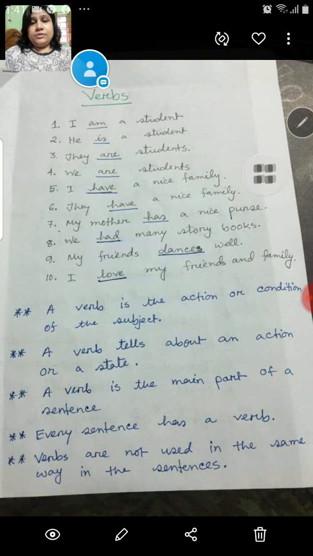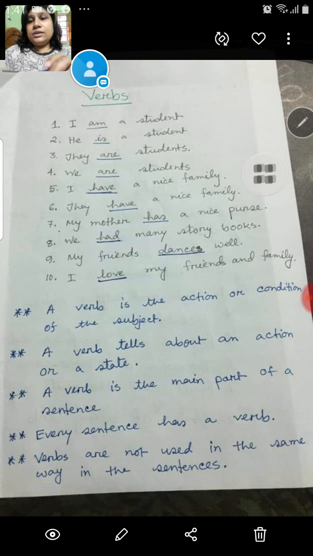In your last class, when you learned about the sentence, you learned the basic parts of the sentence. Two parts you have learned. One is subject and one is predicate. So predicate is the combination of verb and object. So correction of verb is very important, because if your verb is wrong, your sentence will be wrong.